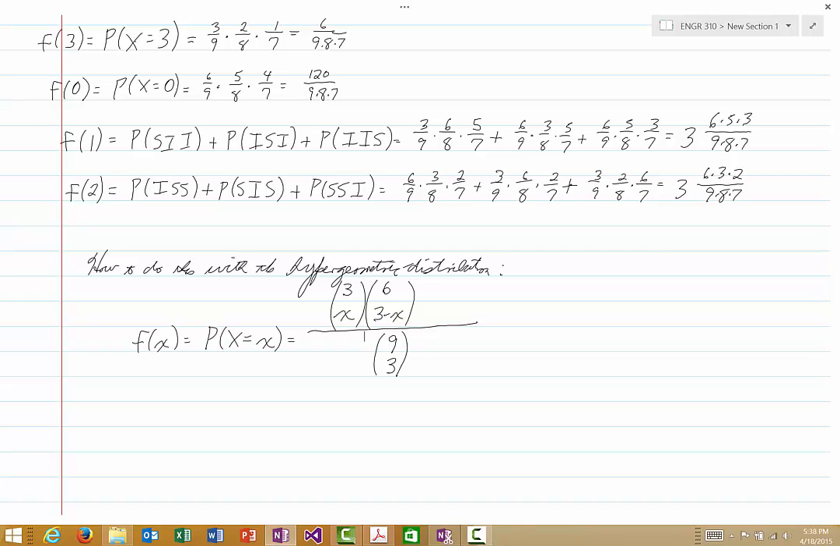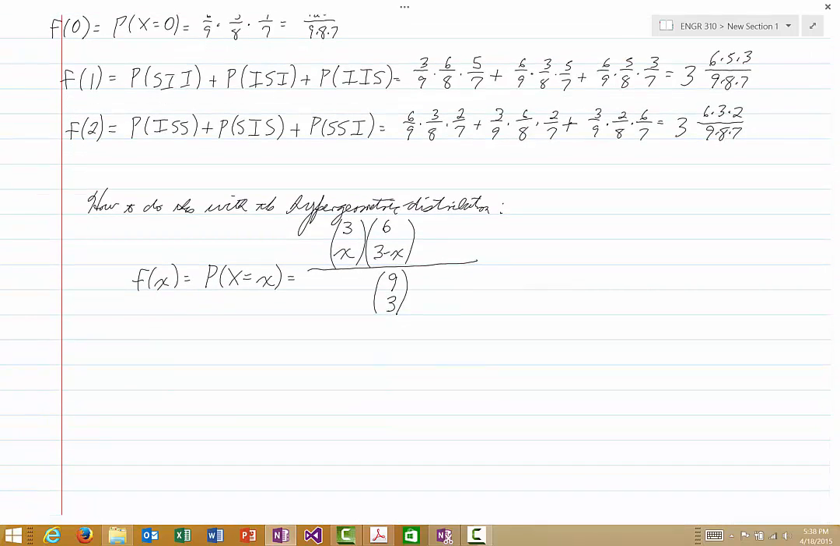Now, actually before we proceed, let me look up one thing here. So let me compare this to what is in your book to show you that this is the hypergeometric distribution. So what you have in the book is the following.